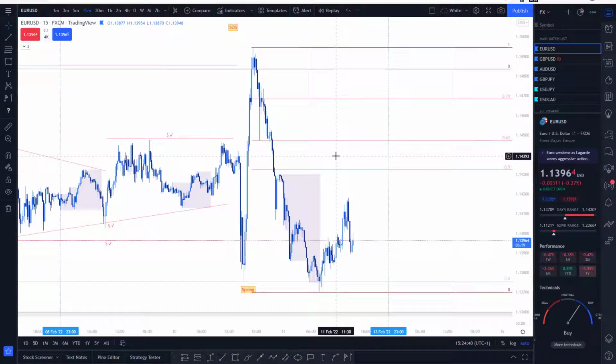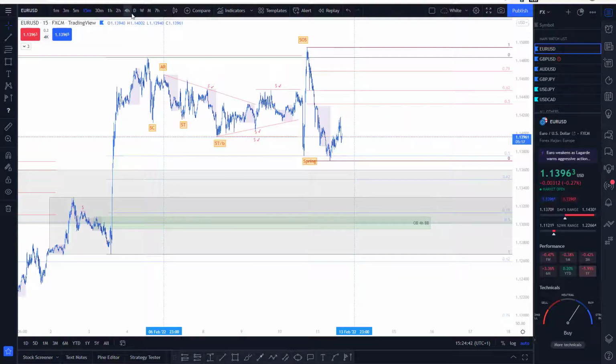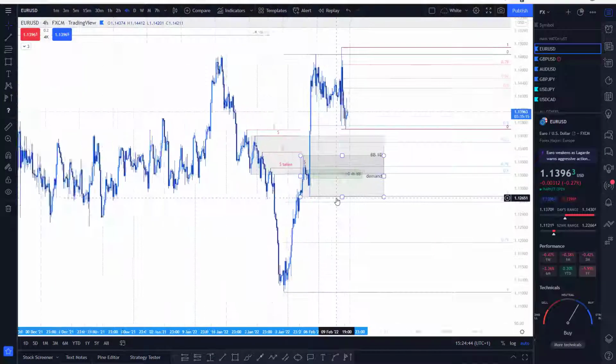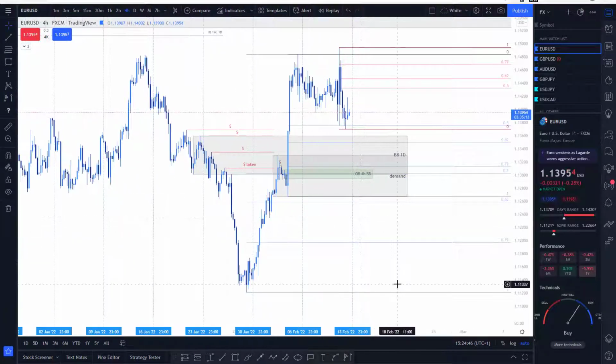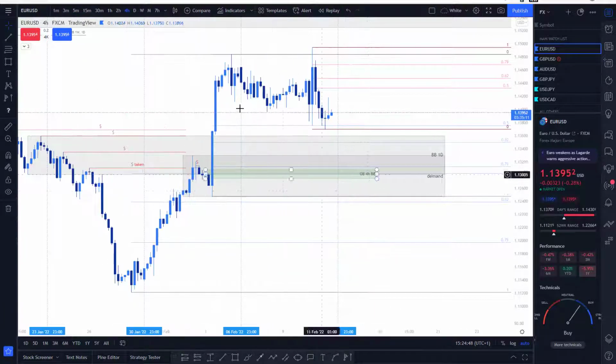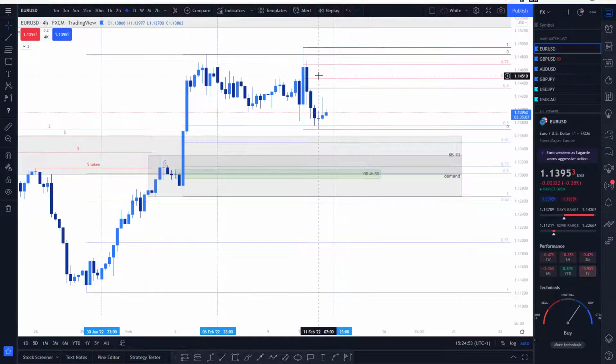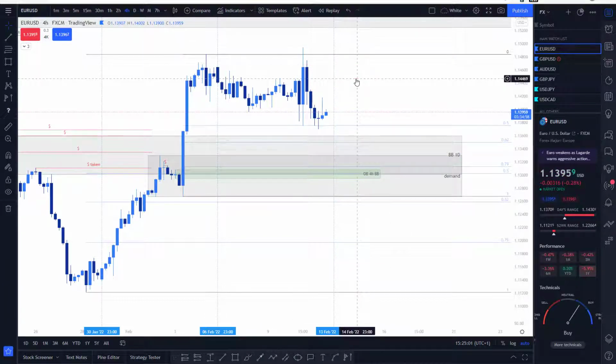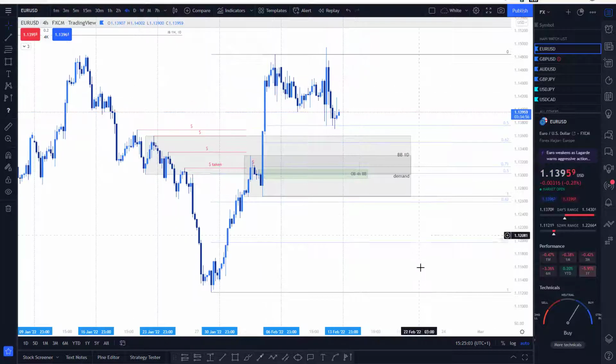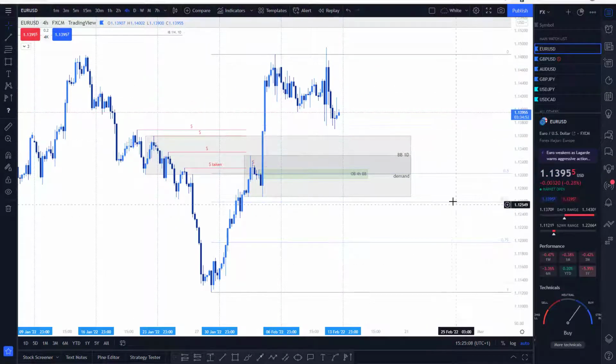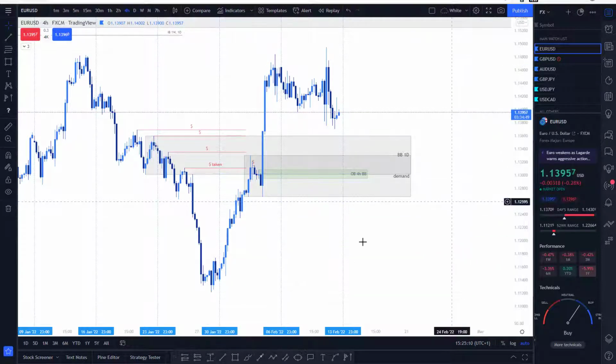Now let's go on the 4-hour. My main idea was, so this is the weekly delimiter from here to here. My main idea for this week was to see the retrace. Let me clear a little bit all the FIBs. I will put it again.